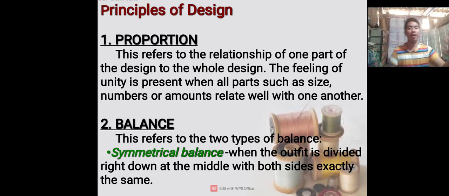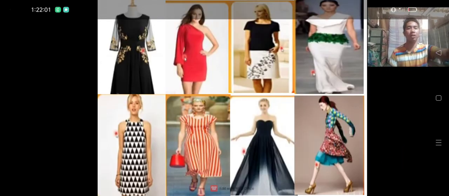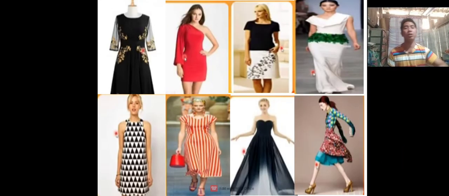So let me give you another example that shows symmetrical balance. So, okay, take a look at the first picture. Kung hahatiin natin yung dress sa gitna, yung design na nasa right side is similar doon sa design na nasa left side. So, this is an example of symmetrical balance.